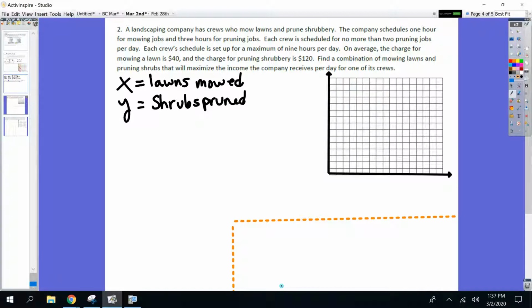Next up, the objective function. Maximize the income. So we're talking money here. So this should involve money, your objective function. How much does it cost to mow a lawn? $40, so 40x. And how much to prune a shrub? 120.